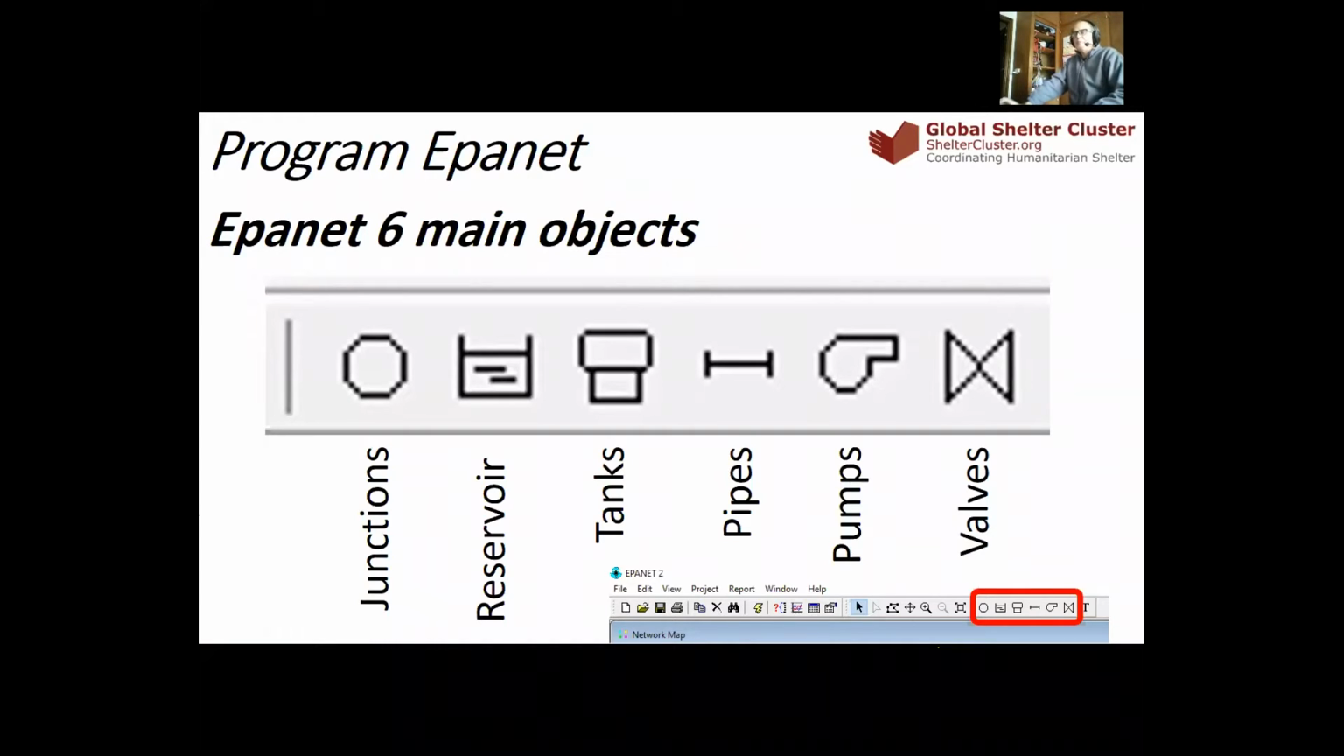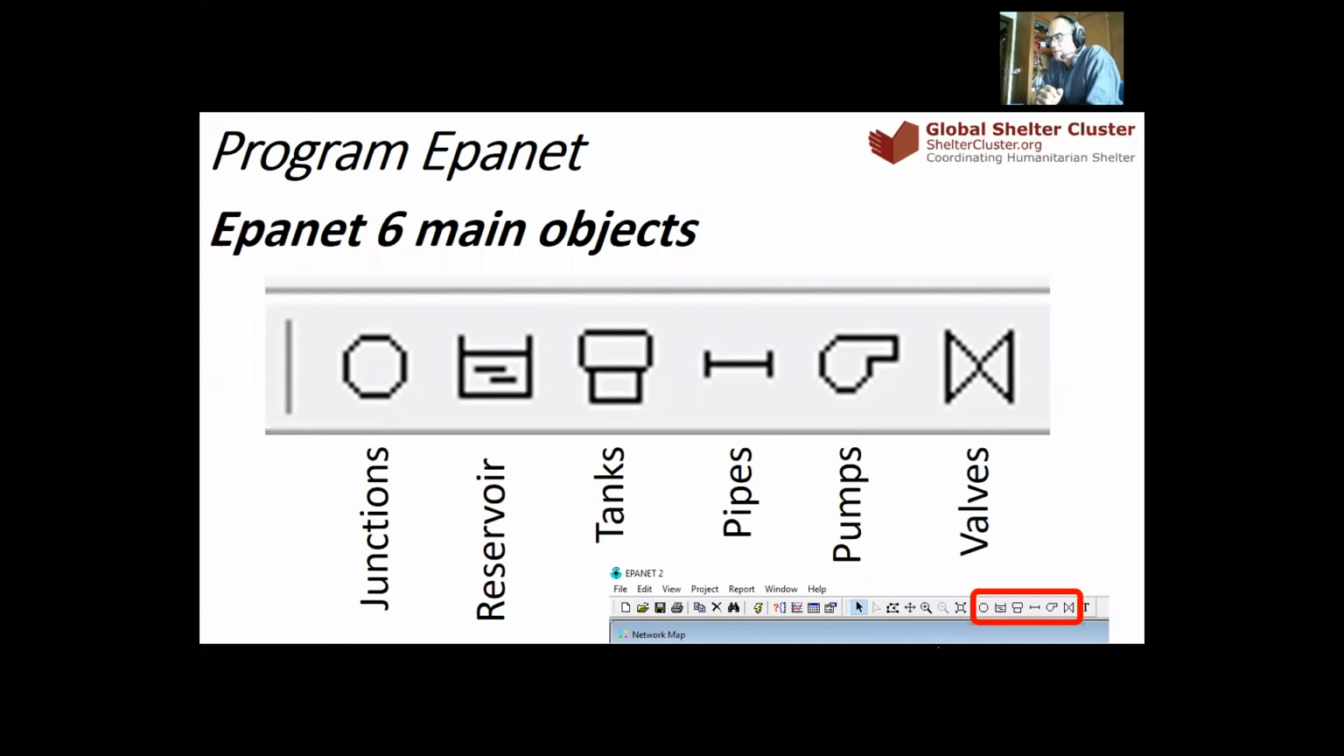Like I was telling, EPANET works with 6 main objects. It is few objects, and that's not very difficult to keep in mind. We have the junction. A junction, it's a point. We have the reservoir. Reservoir here is meant like a lake, like a borehole. It is meant as the place where the water is coming from. A reservoir has a constant elevation.